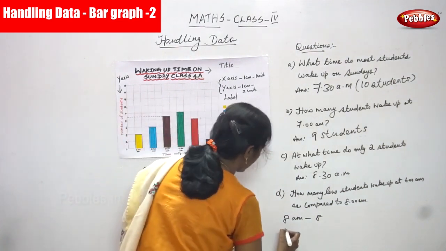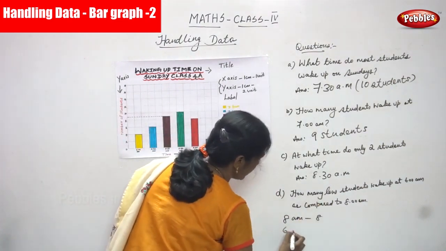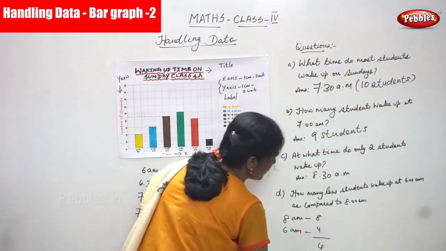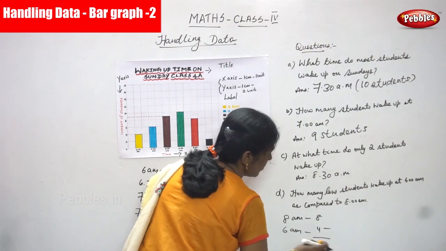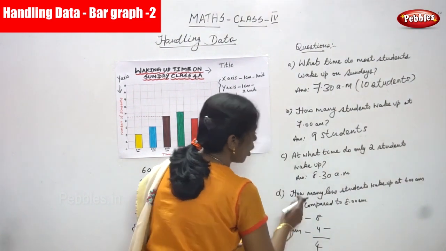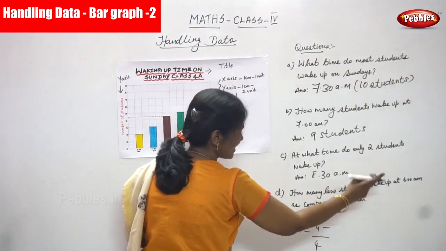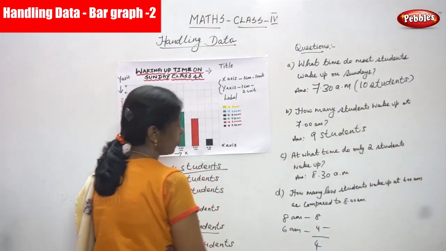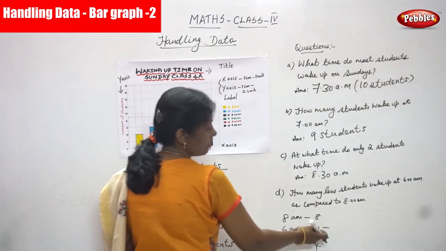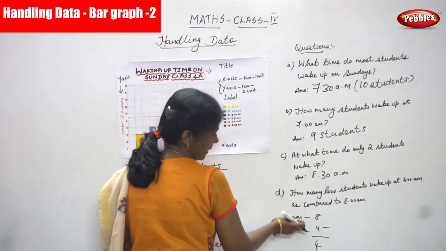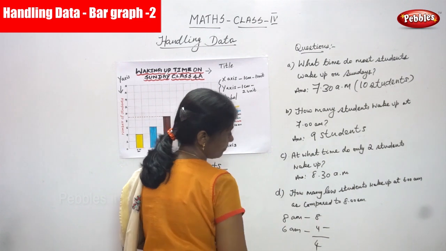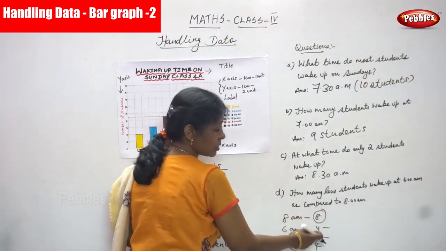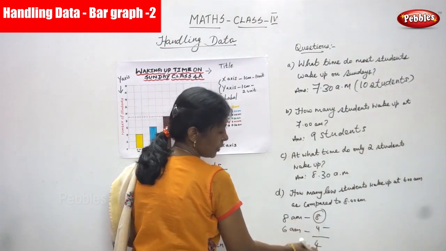8 students. And 6 a.m., how many students? 4 students. So you have to subtract. The answer is 4 students. That is how many fewer students wake up at 6 a.m. as compared to 8 a.m. At 6 a.m. only 4 students wake up, but at 8 a.m. 8 students wake up. This is the greatest number, so you have to subtract the smallest number from the greatest number. That is 8 minus 4, you get 4.